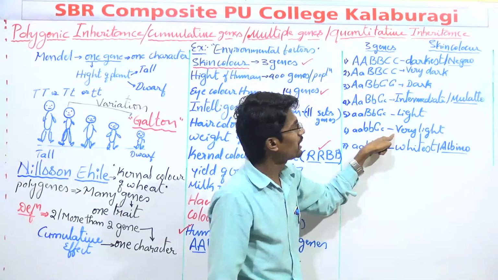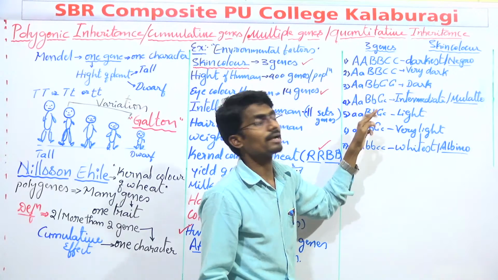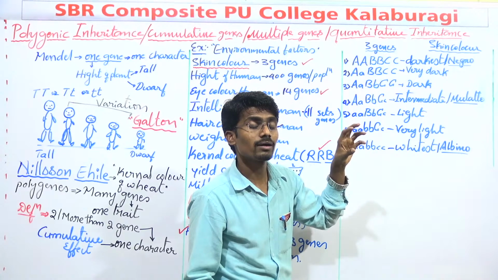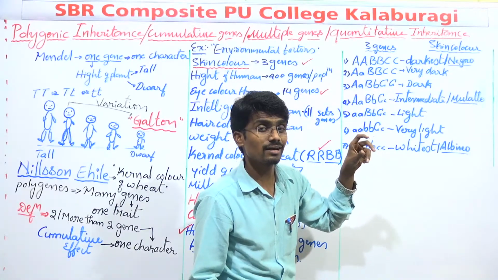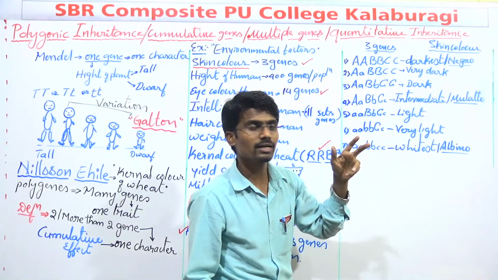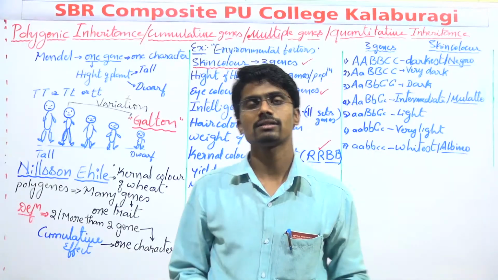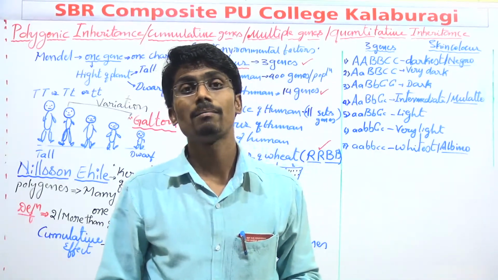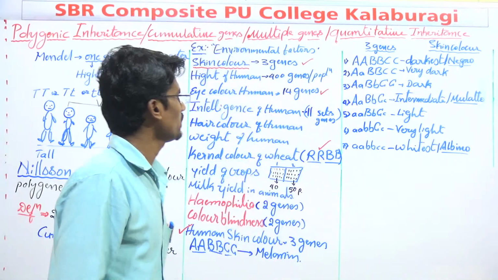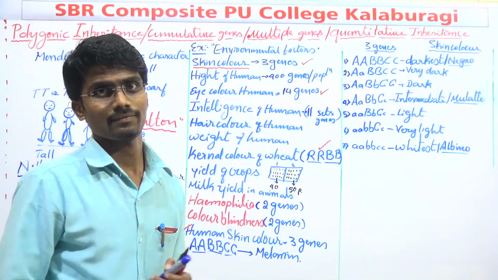Similarly, this one is very light, it has the characteristic of white as well as the light color. And because of this mixing of character, mixing of color or mixing of any trait, it is known as blending. Because of this reason, polygenic inheritance is also known as blending inheritance. Dear students, these are the main possibilities in case of skin color.